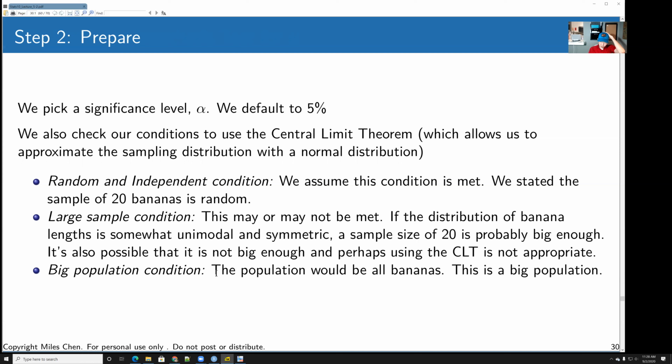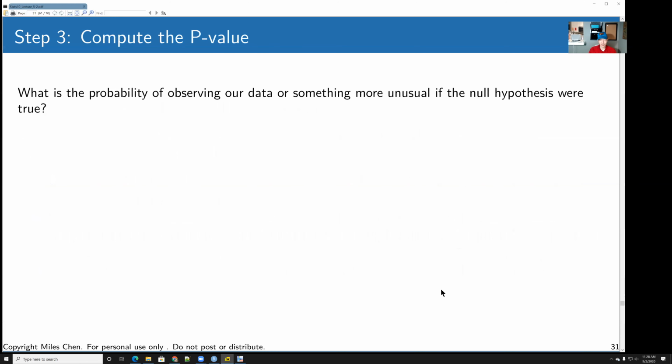And the population would be all bananas, and that's going to be a big population. I don't know how many bananas there are in the world, but there's a lot. It's a lot more than 20 times 10. So the big population condition is met.